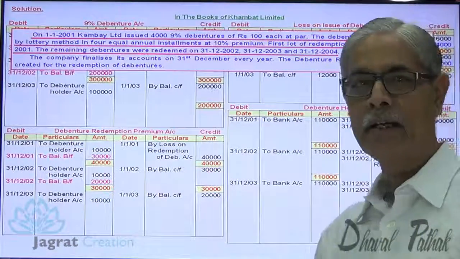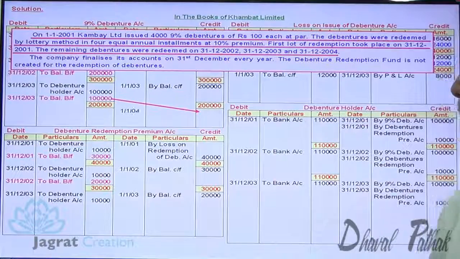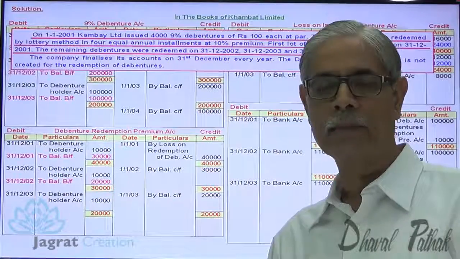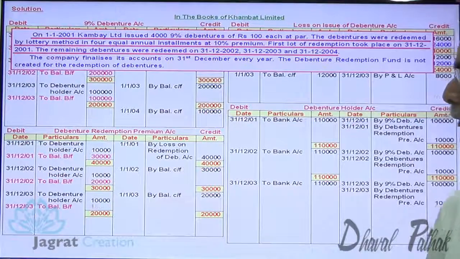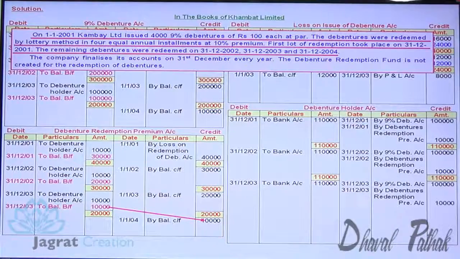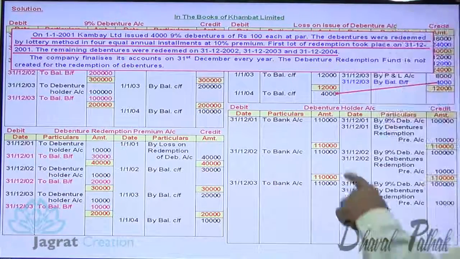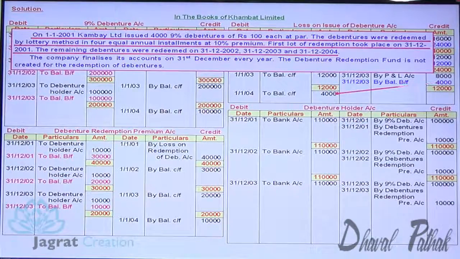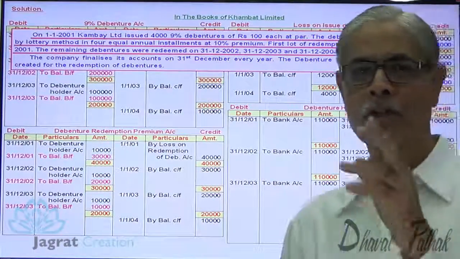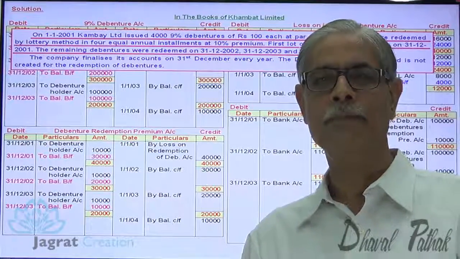2 lakh minus 1 lakh redeemed, balance carried forward 1 lakh, that becomes the opening balance for the last year. Out of 20,000, 10,000 debenture redemption premium paid, so balance yet to be paid in the next year is 10,000. Out of 12,000, 8,000 is transferred to profit and loss account. The balance carried forward is 4,000. That becomes opening balance for the next year. Now, debenture holders account gets closed because total on both the sides is 1,10,000. This is how journal entry and ledger posting for the third year is being done.